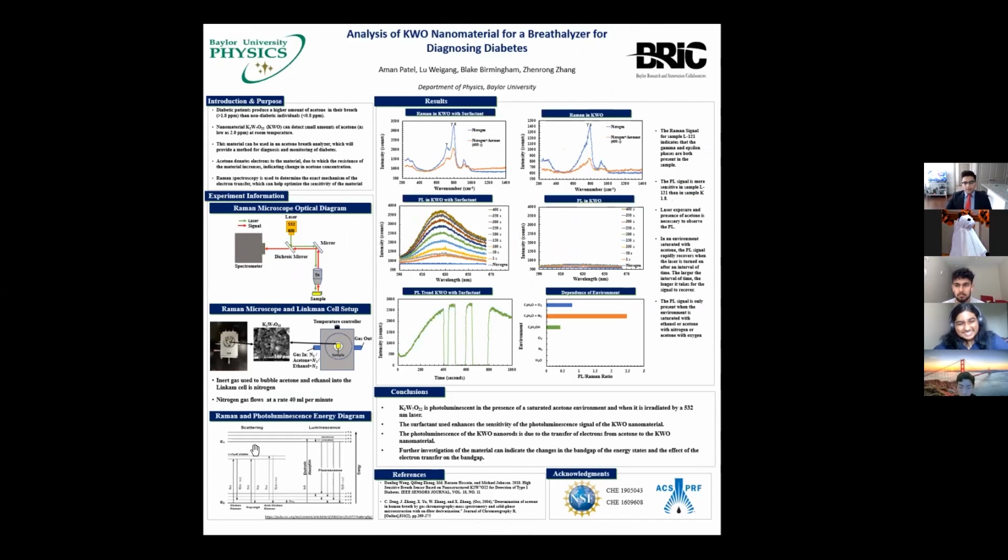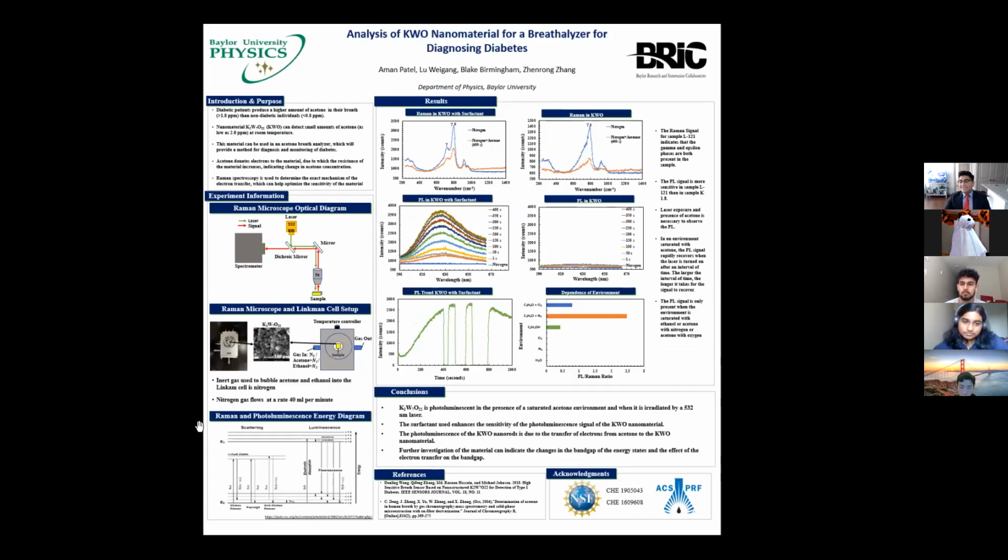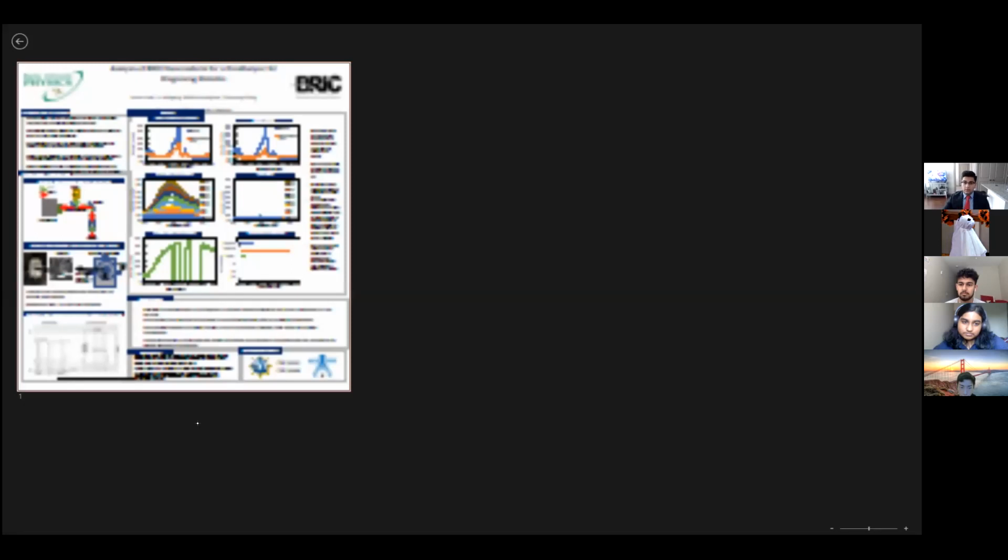So like I was talking about earlier, we have our Raman states and we have our luminescent states. So what happens is there's something called defect states. So the interaction between the materials.